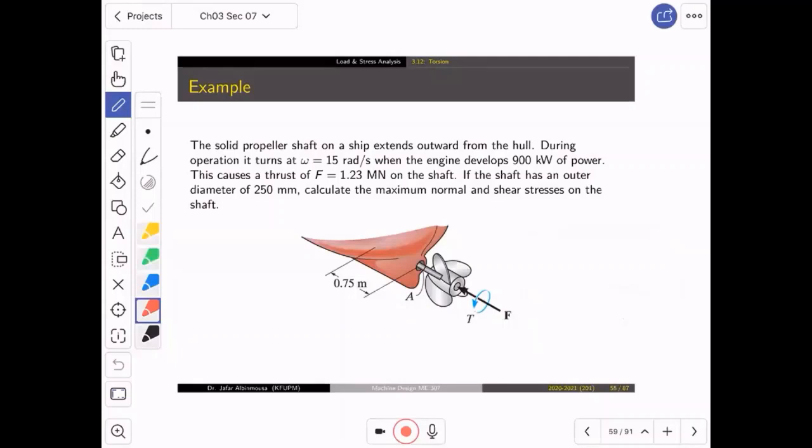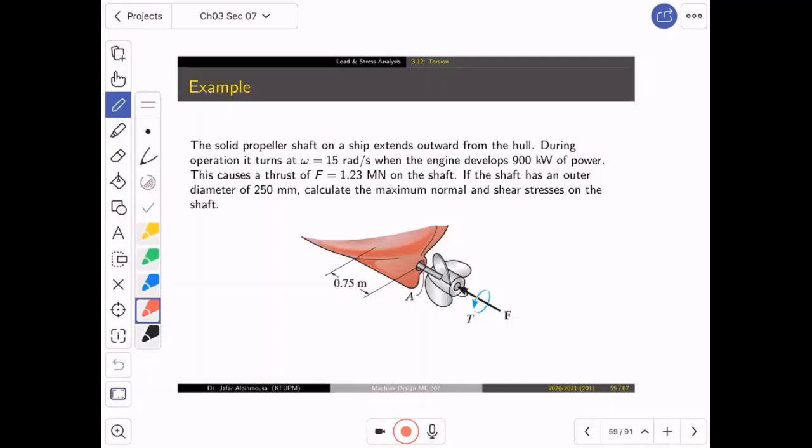So we have a solid propeller shaft on a ship extending outward from the hull. During operation, it turns at an omega of 15 radian per second when the engine develops 900 kilowatts of power. This causes a thrust of 1.23 mega Newton on the shaft. The thrust, of course guys, is the propeller force, right?